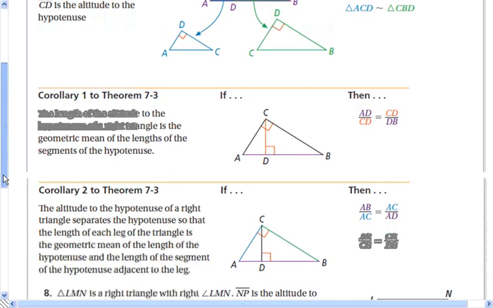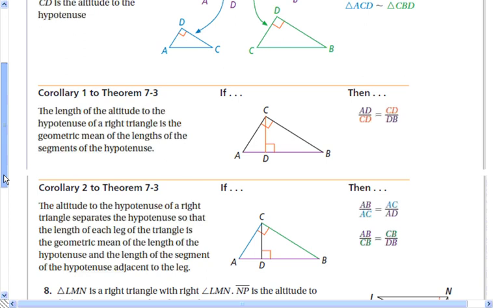A corollary to that is that the length of the altitude to the hypotenuse of a right triangle is the geometric mean of the lengths of the segments of the hypotenuse. That comes from the fact that if things are similar, then the ratios of corresponding sides are equal. So what we're saying is this little segment here to this green one is equal to the green one to the other part of that hypotenuse.